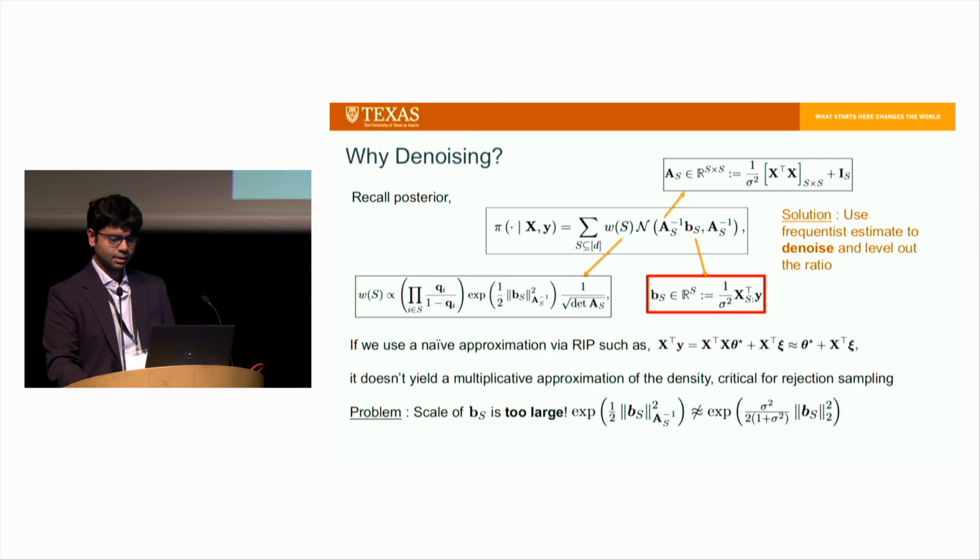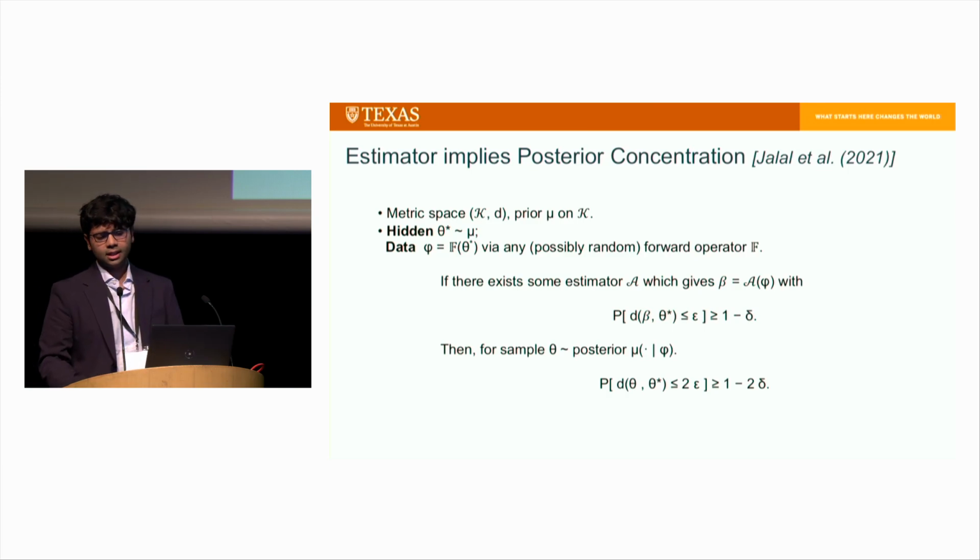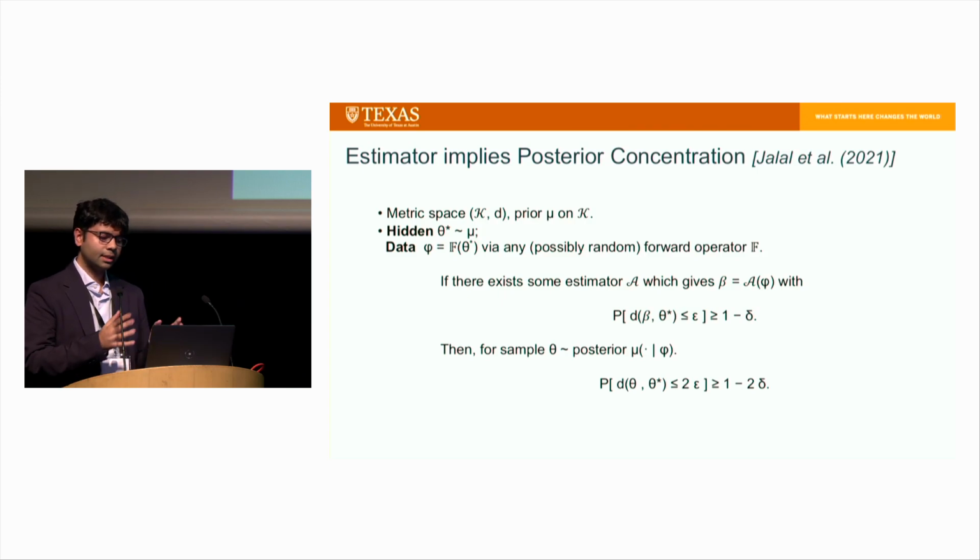So this is a high-level idea. Then I'm also going to talk briefly about the proof for posterior sampling, because we found that to be very neat and very self-contained. We'll need a result from Jalal et al. for this. That result is pretty general.